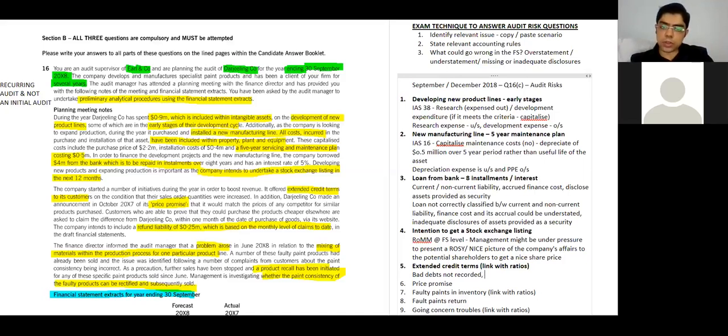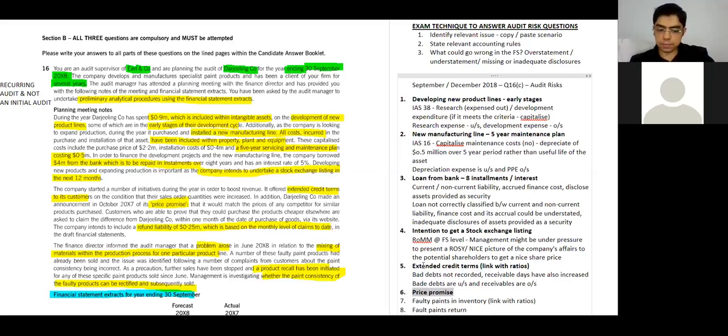Then you also need to establish the link with the receivable days. From the computations that we perform, receivable days have also increased. So that could also be a troubling indicator. And what is the risk? That your bad debts are, say, understated and your receivables are overstated. This could be an issue.